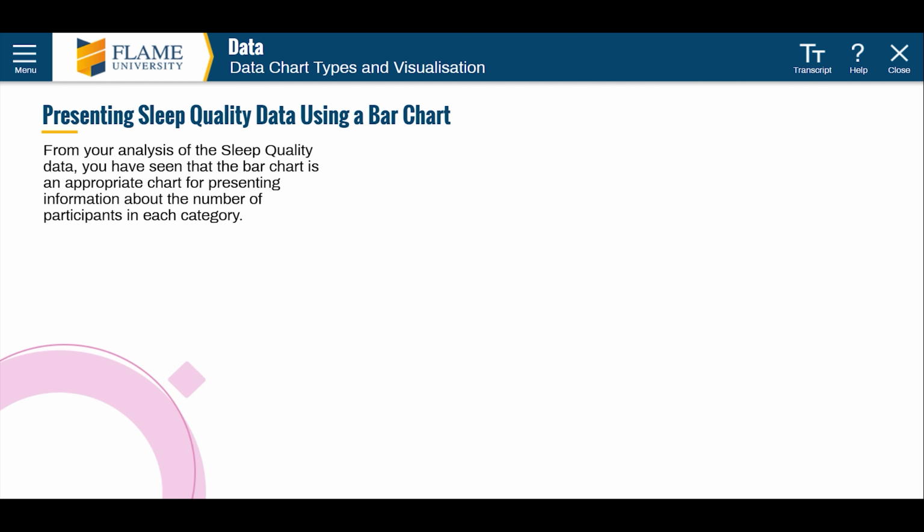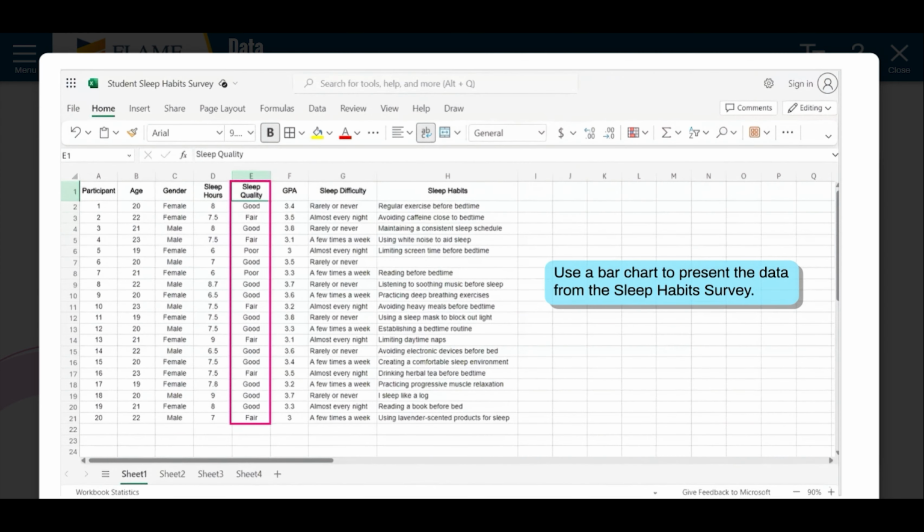From your analysis of the sleep quality data, you have seen that the bar chart is an appropriate chart for presenting information about the number of participants in each category. To present this data from the sleep habits survey using a bar chart.